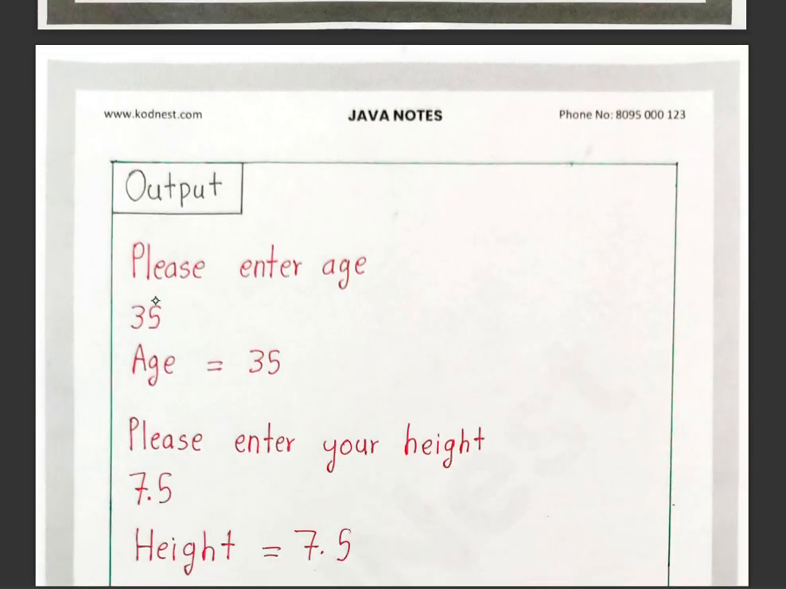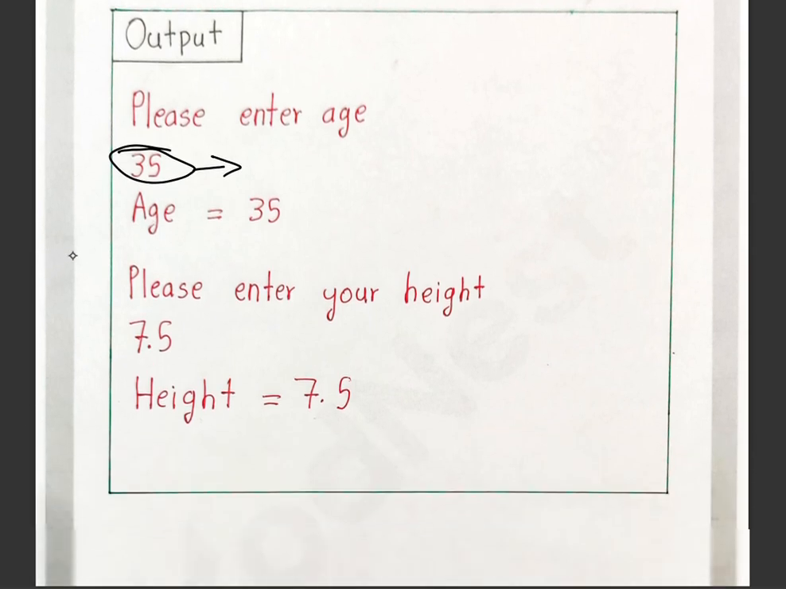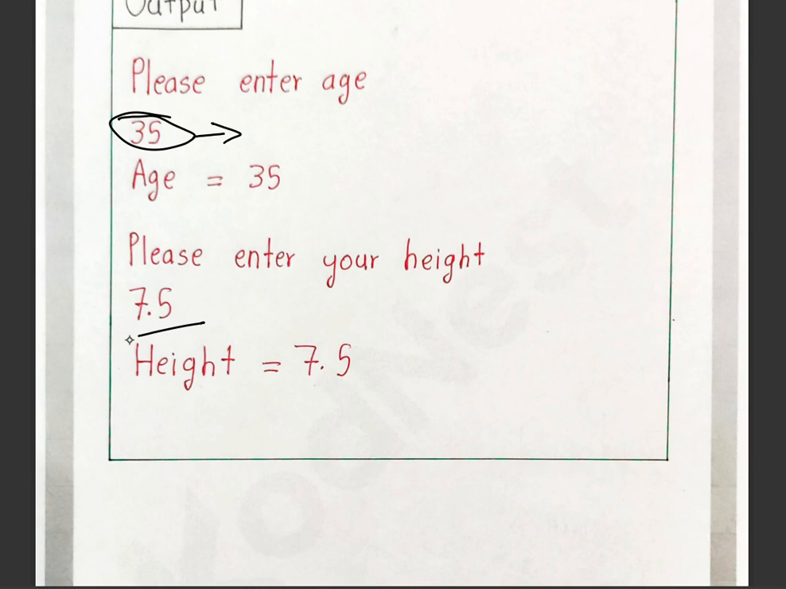Please enter the age. We are entering this at runtime, right? In the output we are giving 35. So age equals 35. Please enter your height. Height is given in float, so 7.5. Height equals 7.5.